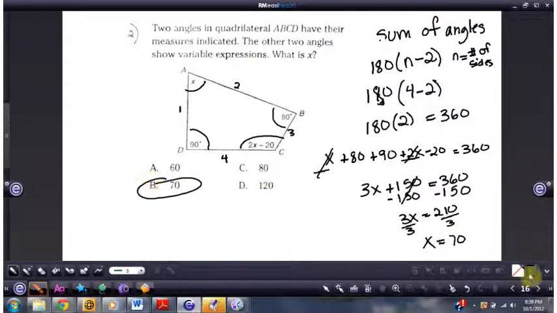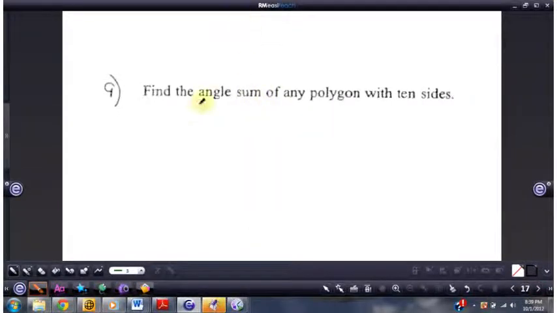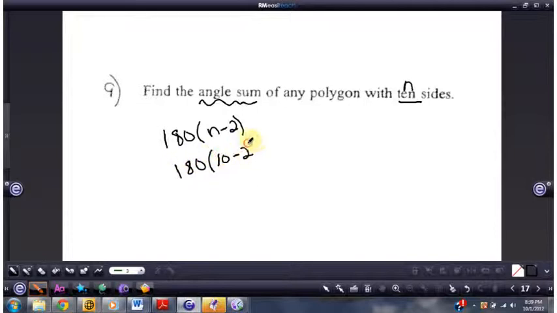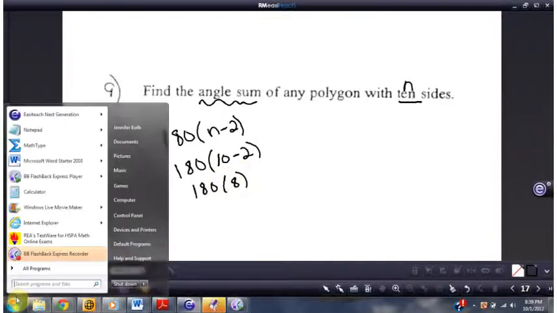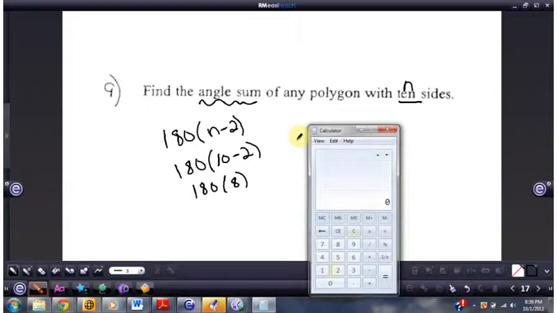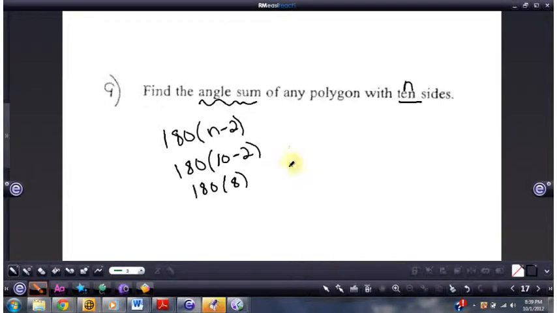Now, here we go. Find the angle sum of any polygon with 10 sides. Just taught you that formula. It's 180 times n minus 2. 10 sides, that's n, which means it's 180 times 10 minus 2, which is 180 times 8. Then grab yourself your calculator, and it is 180 times 8, which is 1440. And so the angle sum of any polygon with 10 sides is 1440.